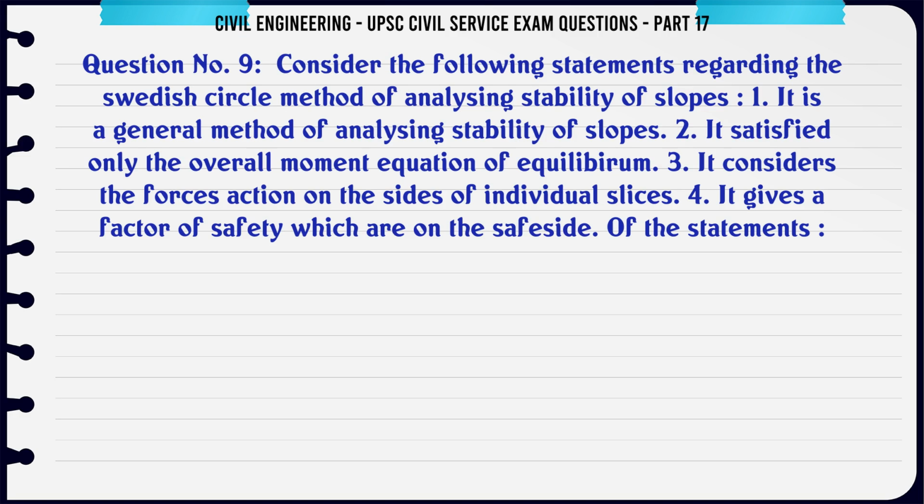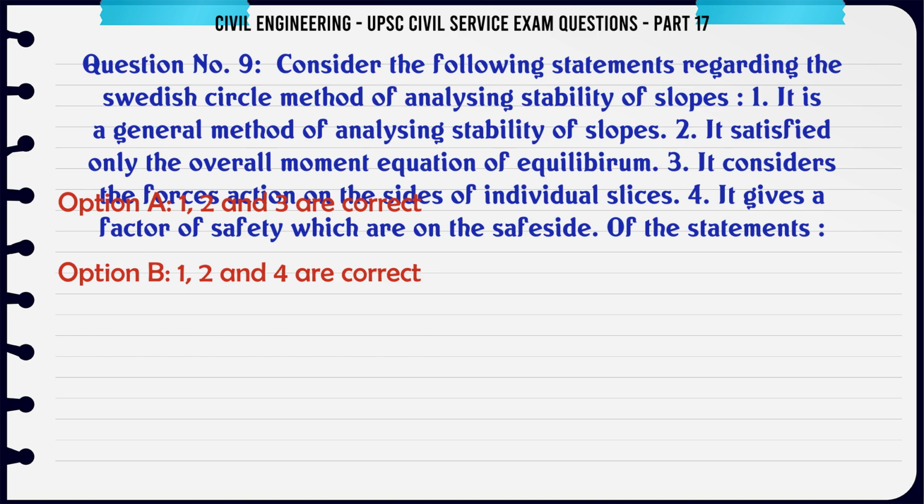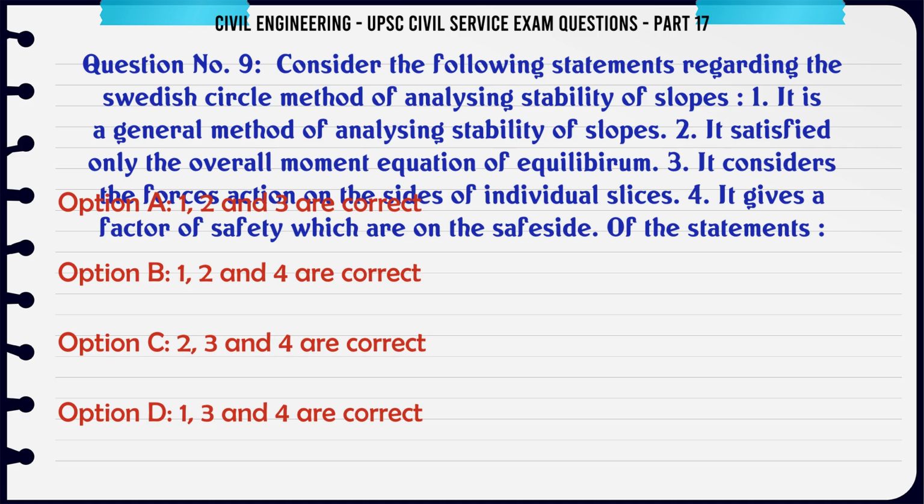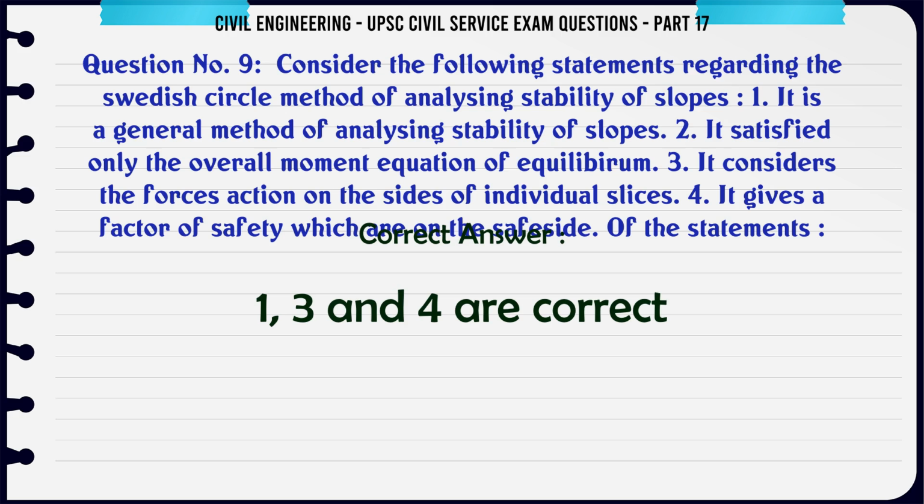Consider the following statements regarding the Swedish circle method of analyzing stability of slopes. 1. It is a general method of analyzing stability of slopes. 2. It satisfies only the overall moment equation of equilibrium. 3. It considers the forces acting on the sides of individual slices. 4. It gives a factor of safety which is on the safe side. Of the statements, A. 1, 2 and 3 are correct. B. 1, 2 and 4 are correct. C. 2, 3 and 4 are correct. D. 1, 3 and 4 are correct. The correct answer is 1, 3 and 4 are correct.